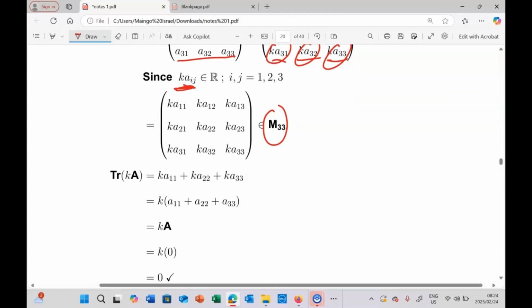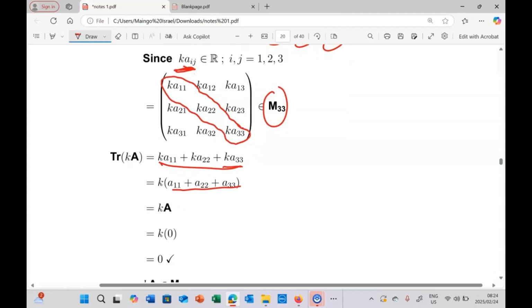So we need to verify the trace also. The trace of Ka is the sum of the diagonal elements. We need to verify that it is 0. So it is Ka11 plus Ka22 plus Ka33. We can take out K outside, and inside we are left with A11 plus A22 plus A33.